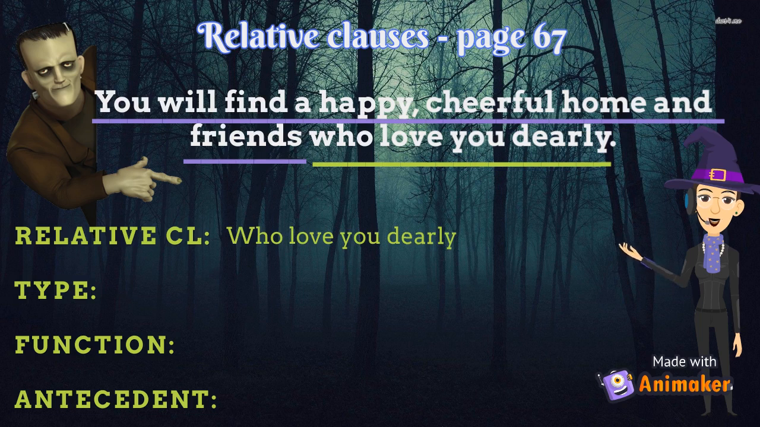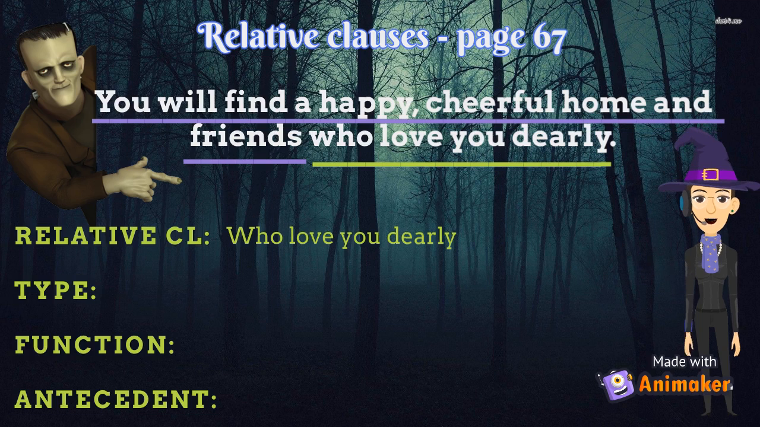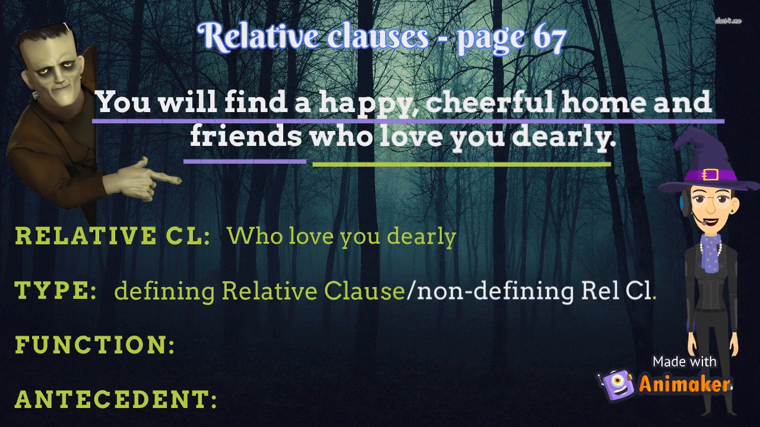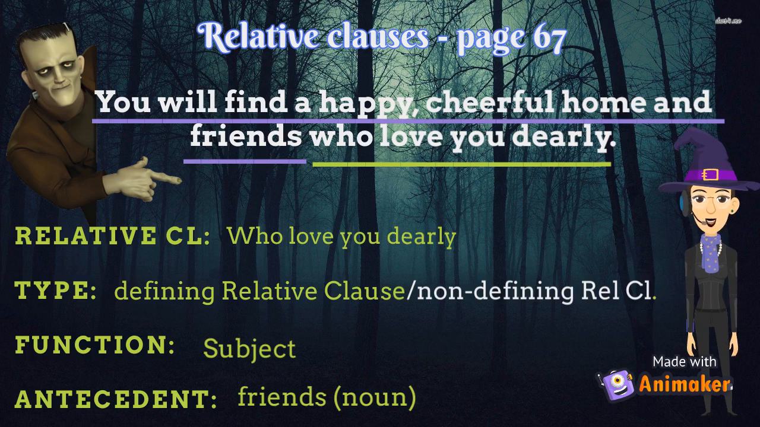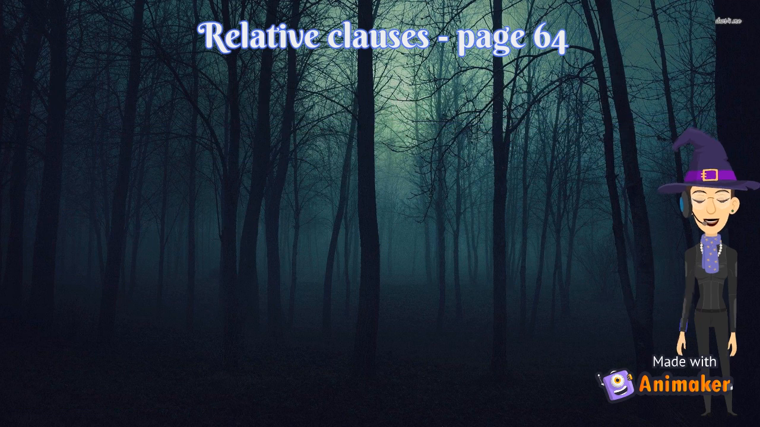Third, is the relative clause giving essential information? Let's look at the dependent clause. In this case, the clause is giving essential information because it is not between commas. So this clause would be a defining relative clause. Now, what is the function of the subordinator in the clause? Who is acting as a subject of the clause because it is replacing the noun friends and it cannot be omitted. Let's read the next sentence.